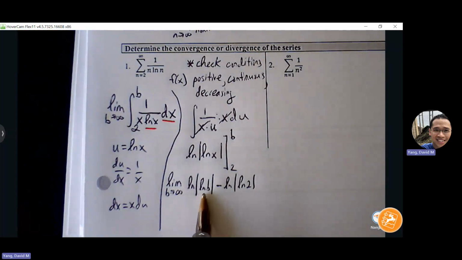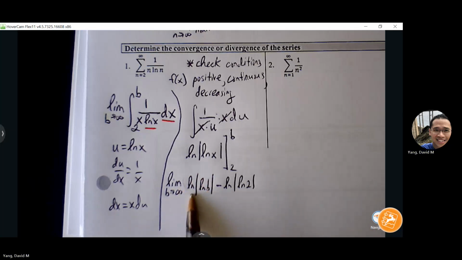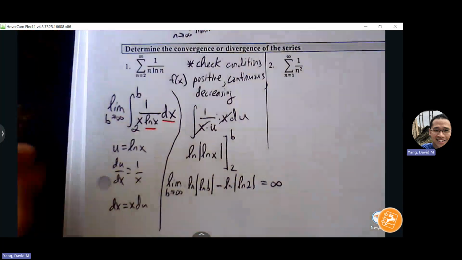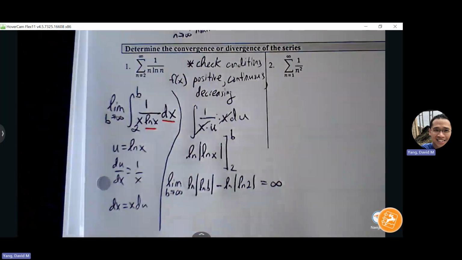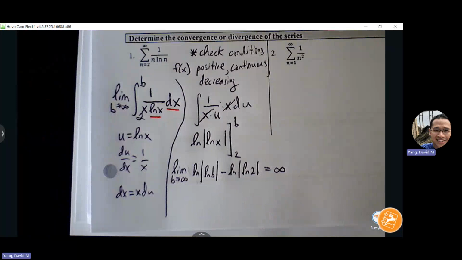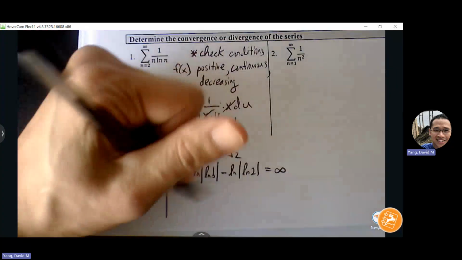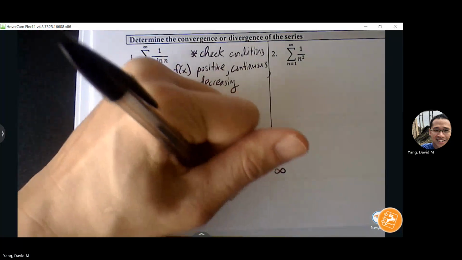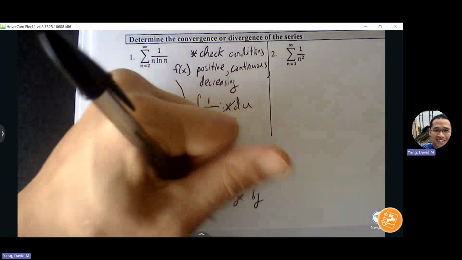Okay, so if I insert infinity in for b, what's going to happen here? Well, it'll keep going to infinity, right? So we know this is infinity here. So we know that because the integral diverges, we can therefore backtrack and conclude that this series must diverge as well. So we can say the series diverges by integral test.